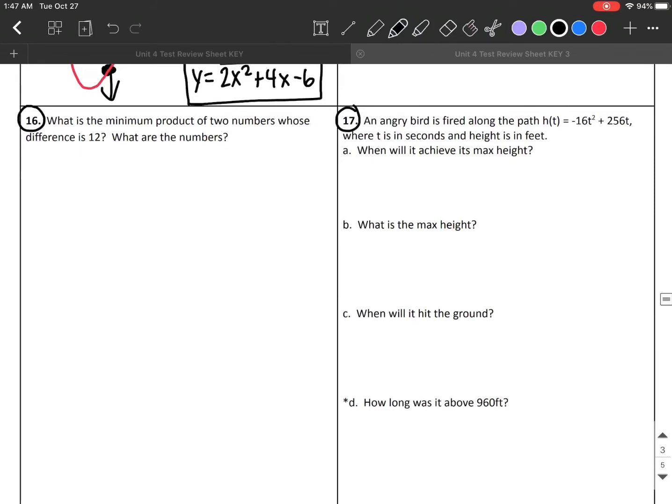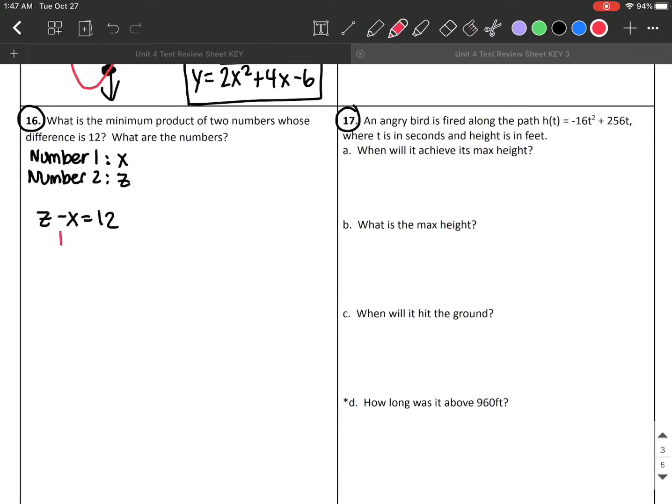Okay, then number 16, what's the minimum product of two numbers whose difference is 12? I know again I have two numbers, number 1 and number 2. Number 1 I'm going to let be x, number 2 again I'm going to let be z. I want to write one in terms of the other. So what I know is that the difference between the two is 12. So I know z minus x is 12.